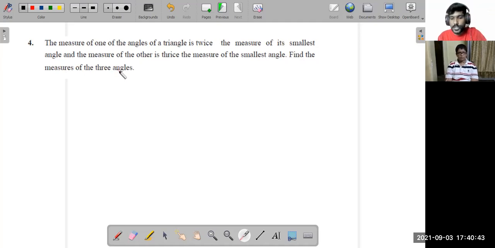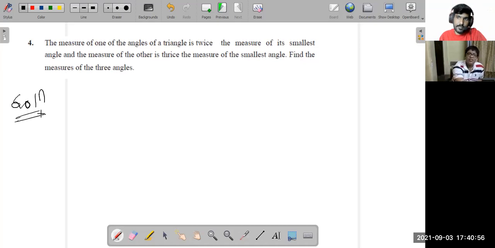So how to start this sum? Can you tell me? How to start it? We'll name the angle. One of the angles is twice the measure of the smallest angle x. See, there are three angles. Let's name them first.